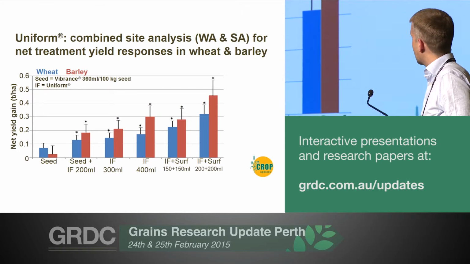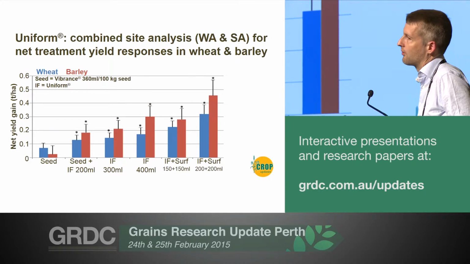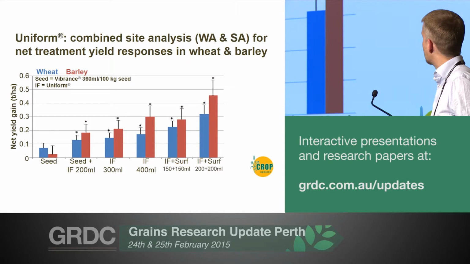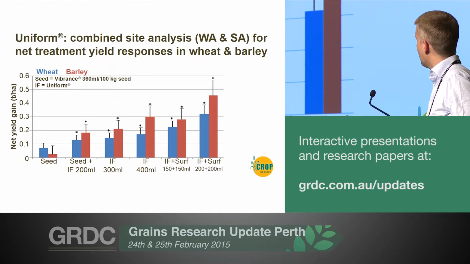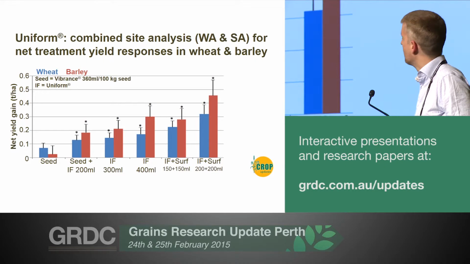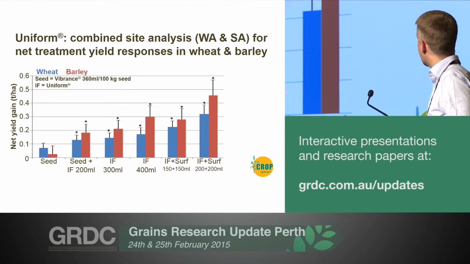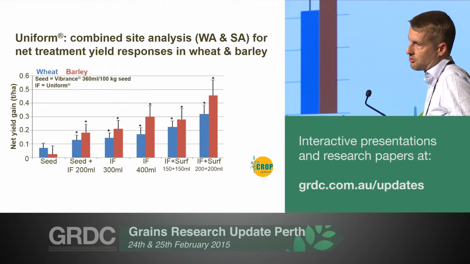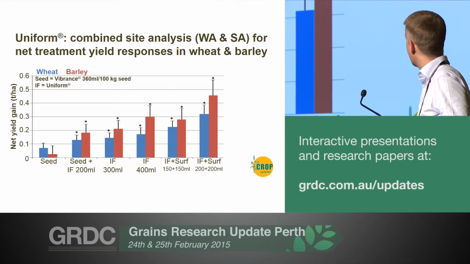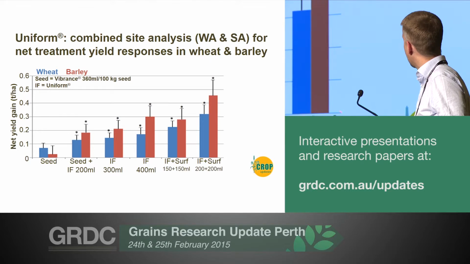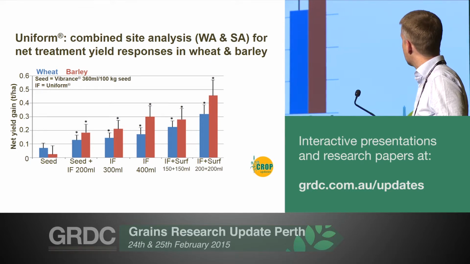In this particular case, obviously the seed treatment is the Vibrance, and Vibrance goes in at 360 mils, so no different rates there. And then we've done a combination with in-furrow, which is the Uniform. 2 different registrations, 300 and 400 mils, and then you've got the in-furrow plus surface, which is the split application. At 300, so this one compares to this 300, and then the 200 compares to that.